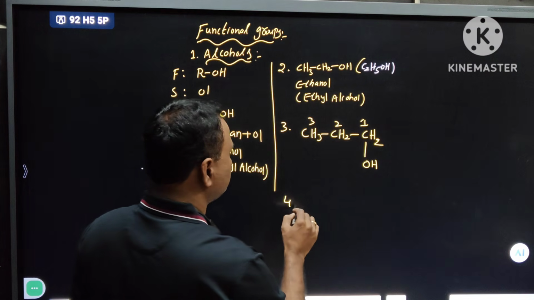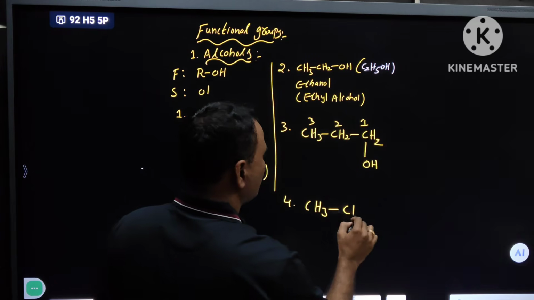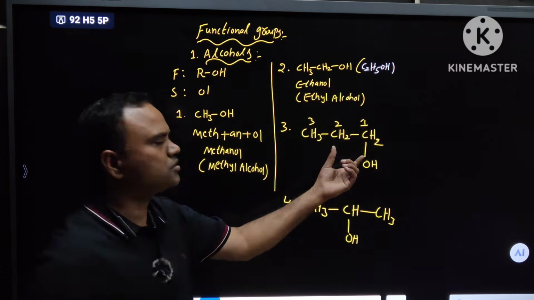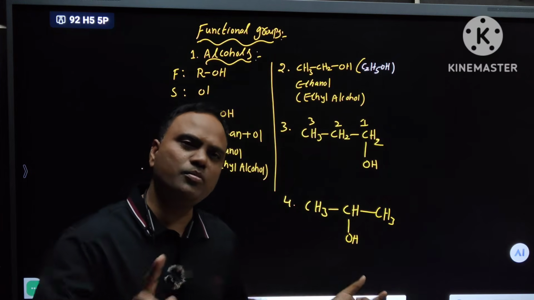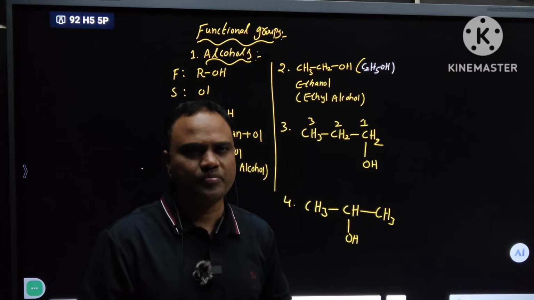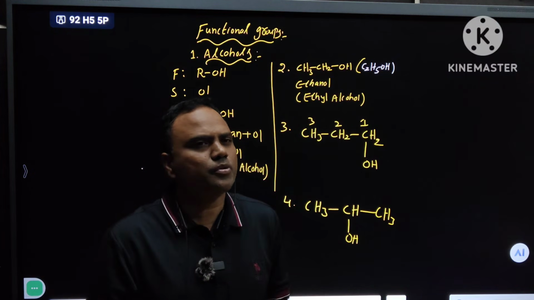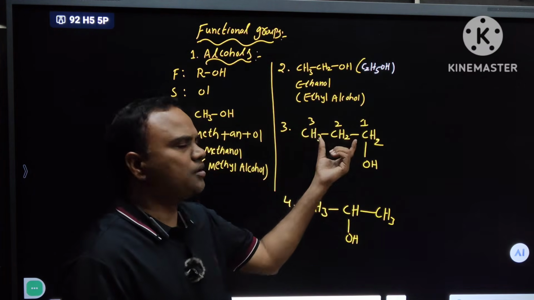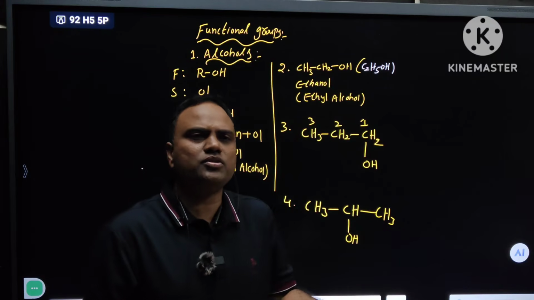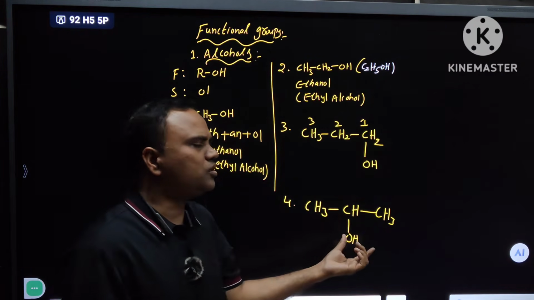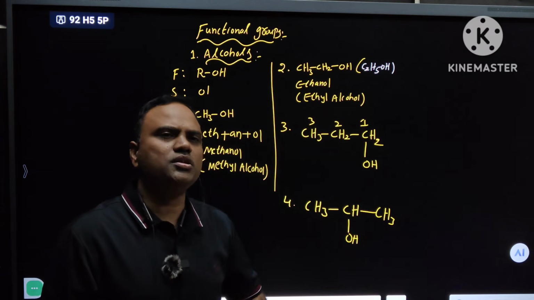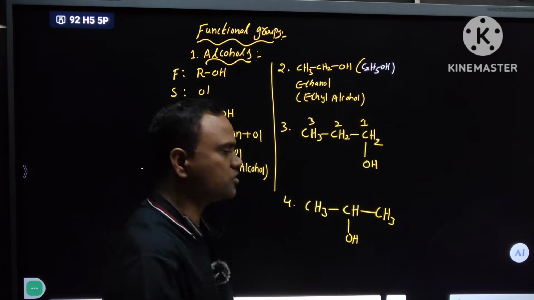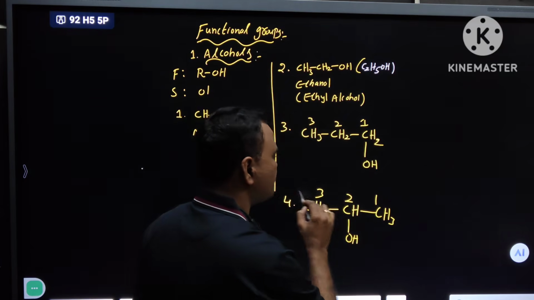See this. Both have 3 carbons only. This compound has 3 carbon atoms and this compound also has 3 carbon atoms, right? 3 carbon atoms means if we say propanol, that is enough. Prop plus ane plus ol, propanol. This is propanol. This is also propanol. What is the difference between them? That's why we should mention the position of the OH group.